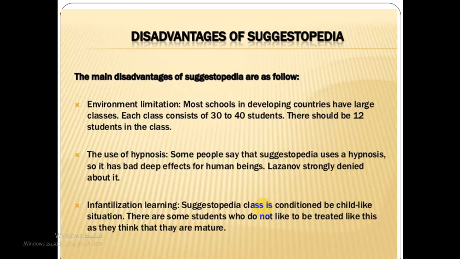So Suggestopedia emphasizes a relaxed, no-pressure learning environment, but it indeed lacks flexibility for some students who find it difficult to learn spontaneously, and it causes indolence in their learning.